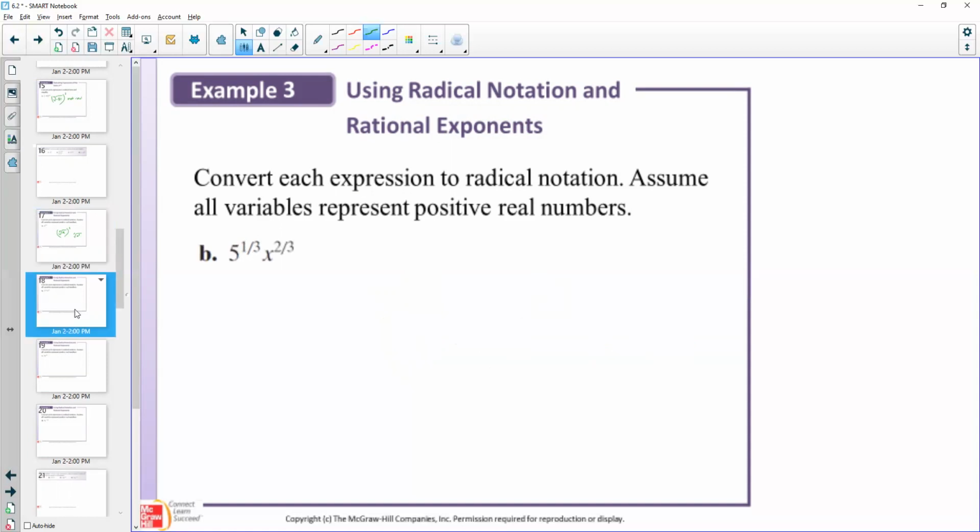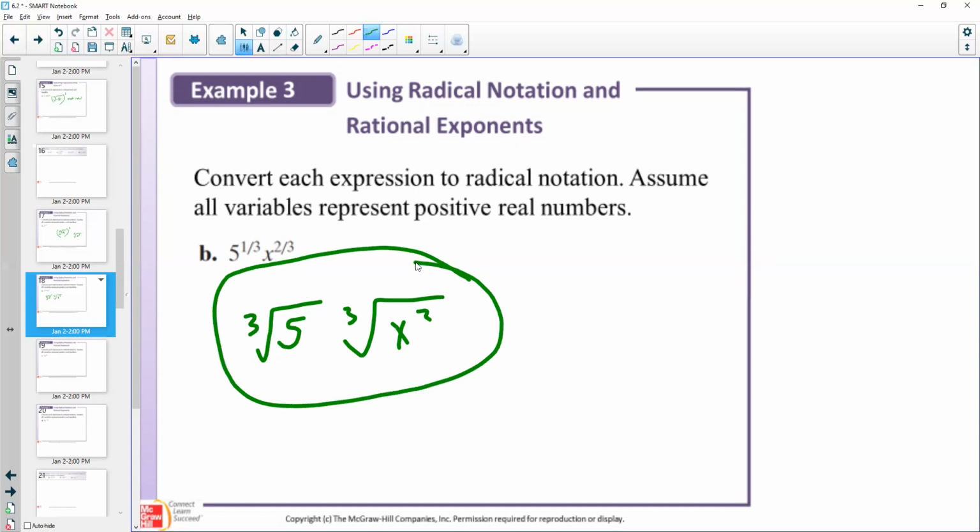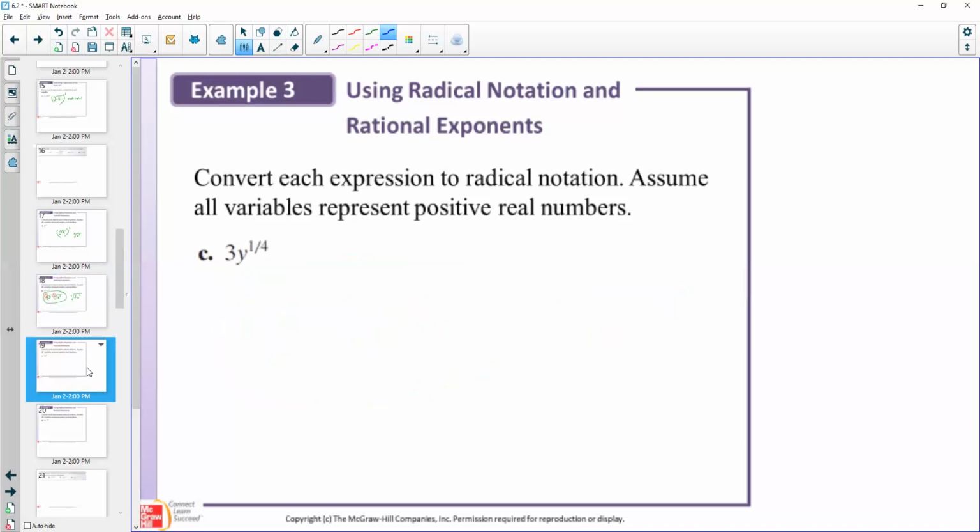All right, convert each of these to radical notation. Assume all, okay. So 5 to the 1/3 is the same as the cube root of 5. X to the 2 over 3 means the cube root of x squared. As long as these guys are the same root, they're both cube root, I can mush them together. So that gives me the cube root of 5x squared. As long as the index here, this 3, is the same for both, that's fine. If one was a 4 and one was a 3, I can't mush them. They're not the same.